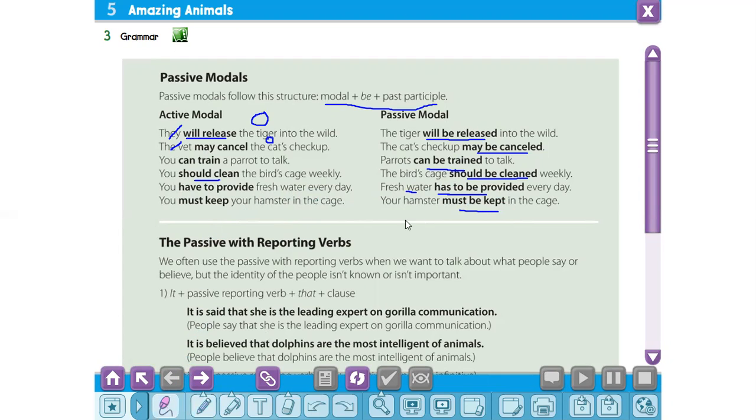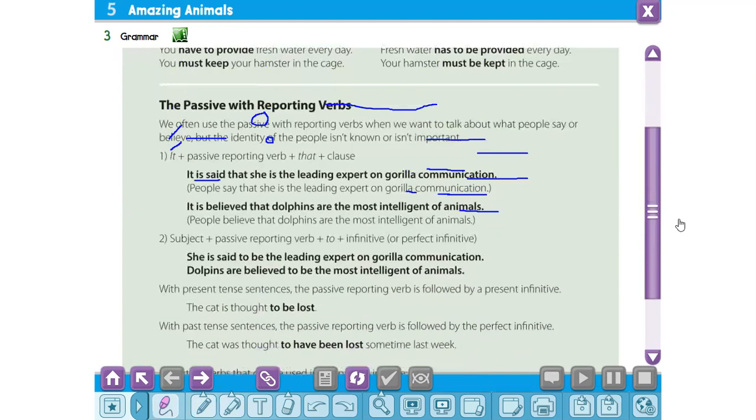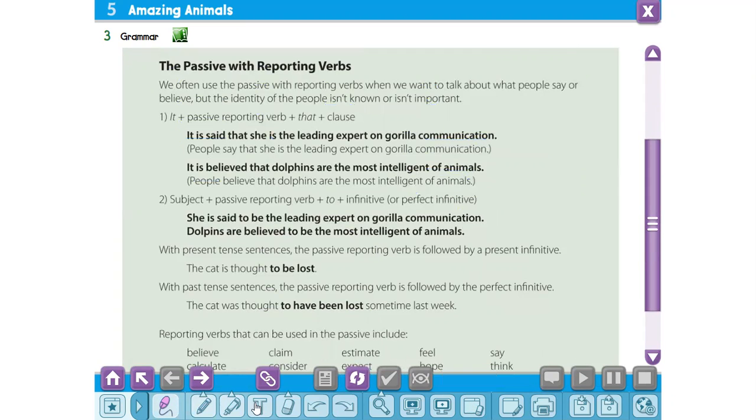The next point is the passive with reporting verbs. There are two forms of the passive with reporting verbs. We often use the passive with reporting verbs when we want to talk about what people say or believe, but the identity of the people isn't known or isn't important. The first form, we can use it plus passive reporting verb. For example, it's said, it's believed, plus that, and we use a clause after that. For example, it's said that she is the leading expert on gorilla communication.